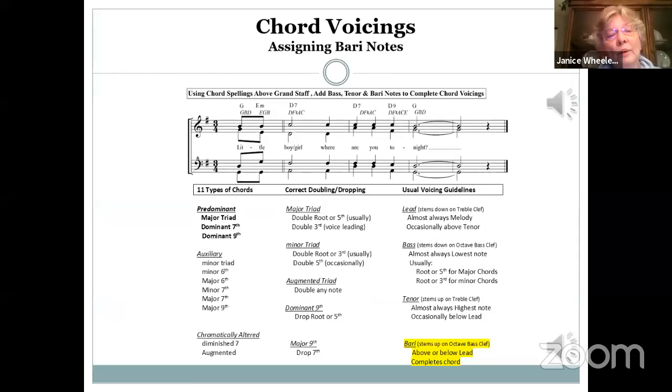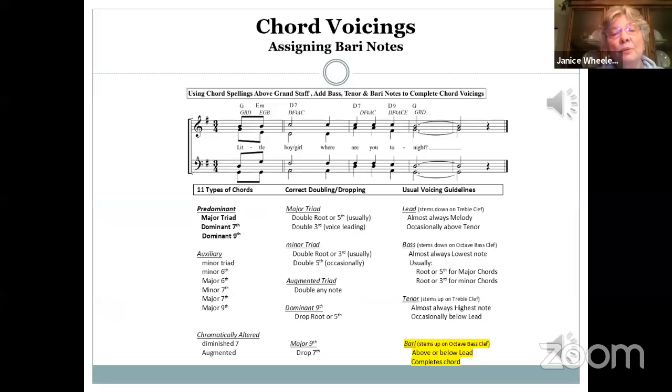So we have a G for the bass for that first chord, a G for the melody, and a B. So we obviously need a D. So we'll give a D to the baritone. In the second half of the word little, what note will we use there? Well, we're going to use the G. We're going to double the G, because if we double the E, then the lead and the bari would be singing the same note.